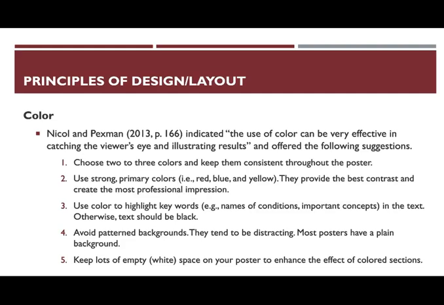You want to use color to highlight key words like the names of conditions or important concepts in the text. Otherwise, the body of your text should remain black. Avoid using patterned backgrounds because these can tend to be distracting. Most posters have a plain background, but you might choose to use a soft neutral color. Keep lots of empty white space on your poster to enhance the effects of your colored sections.